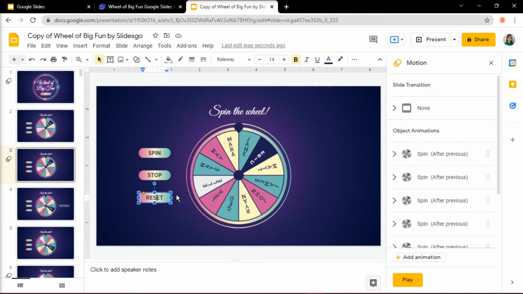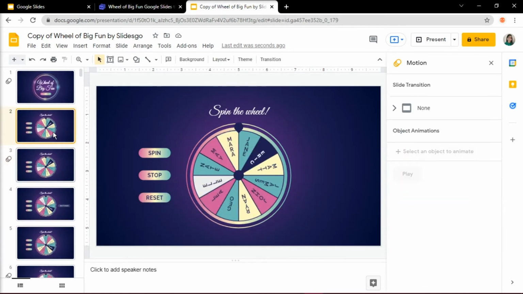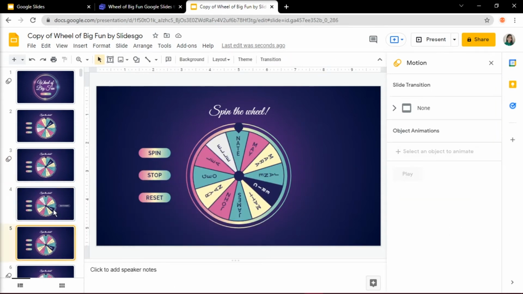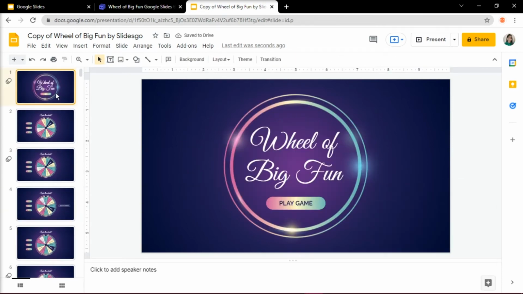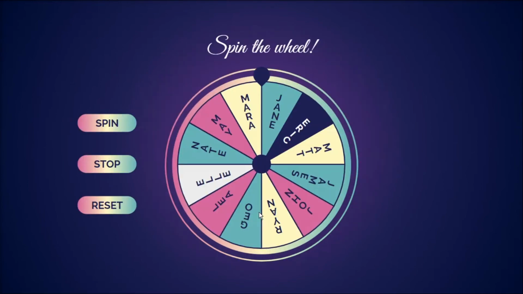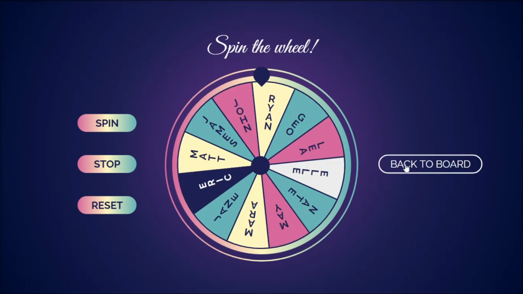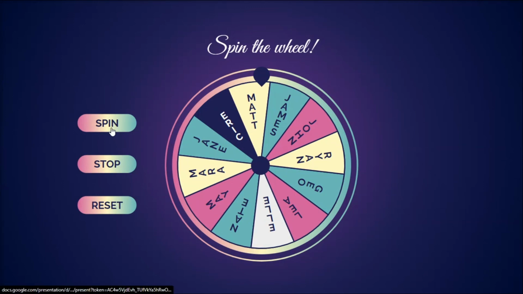In order to add the hyperlink, right-click on the text box and select Insert Link. And when you're done, test your spinning wheel of names in the slideshow. And that's how you can create a spinning wheel of names in Google Slides.